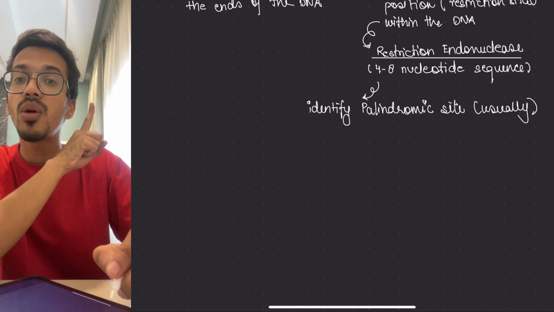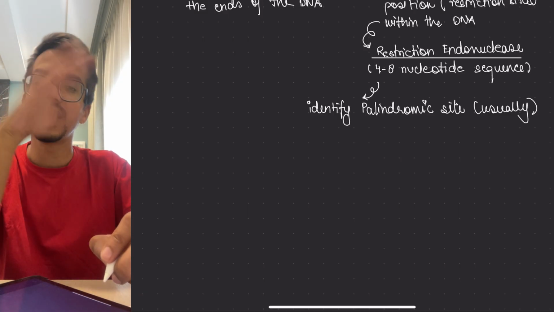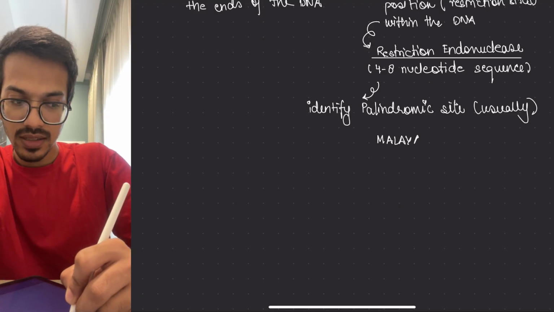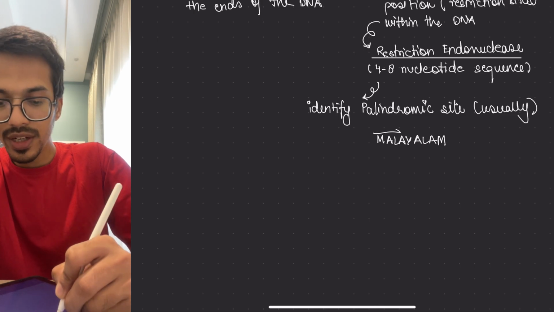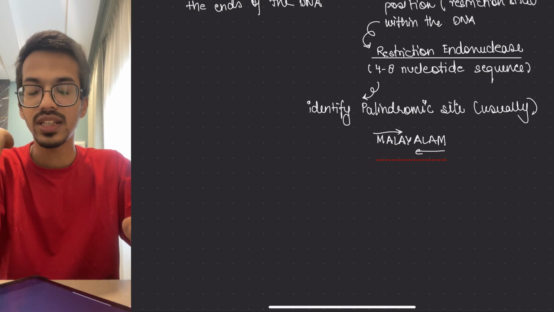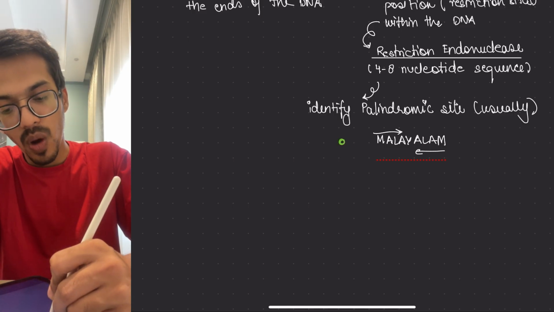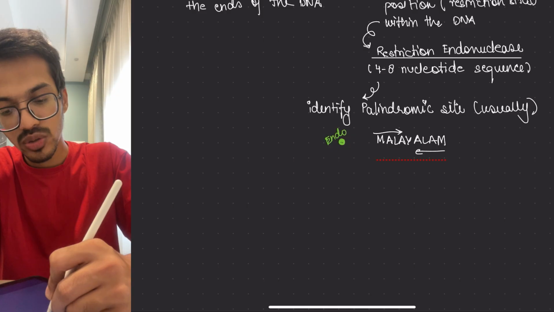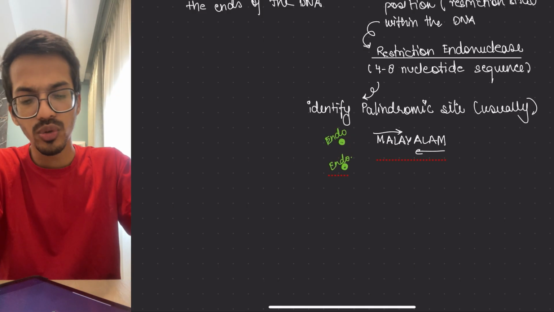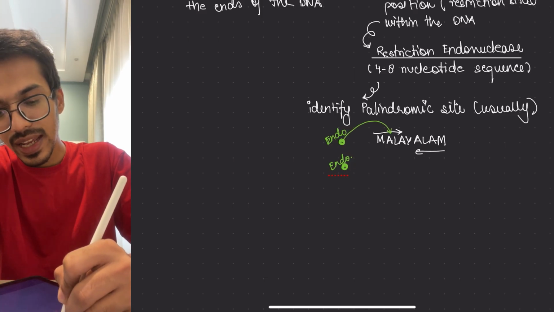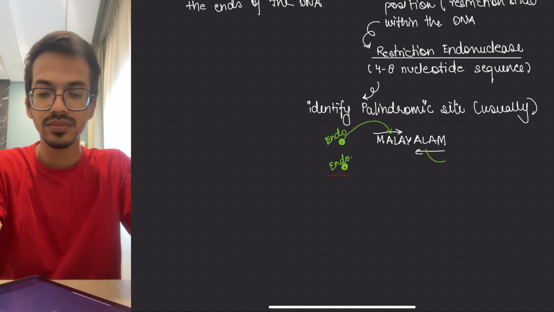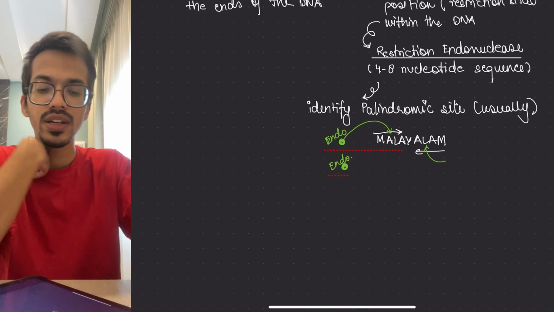Palindromic means that reading from one DNA strand or the other, it will read the same. For example, Malayalam. Whether you read it from here or from here, it spells the same. That's the major thing. Because multiple molecules of this endonuclease will be present, it goes and cuts at this site, and over here also it will go and cut at the same site.